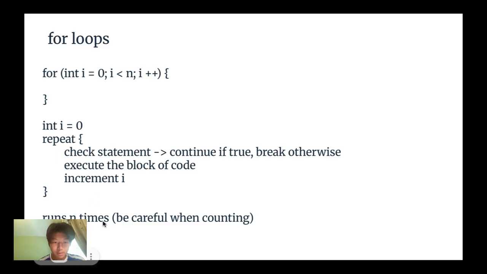And for example, this loop right here runs n times, as it runs from 0, 1, 2, 3, 4, all the way up to n minus 1. And from 0 to n minus 1, you have n numbers, so it runs n times.